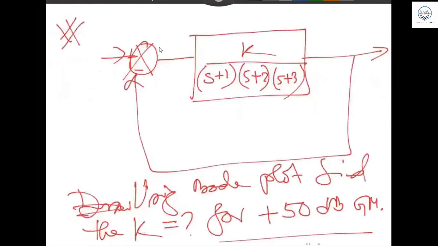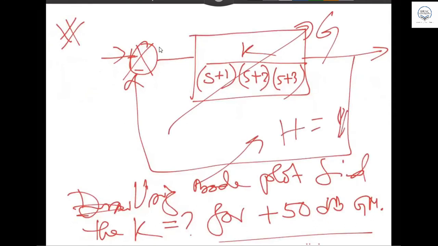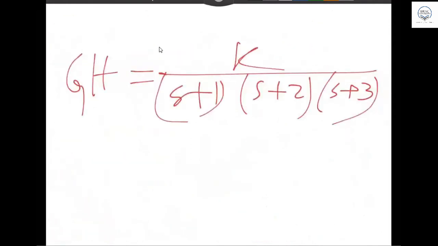Yes, sir. This is your G, and this is your H, which is 1. So you said you'll find GH. You got GH like this, right? It is your first answer. Then what do you do? This is given. How do you start?